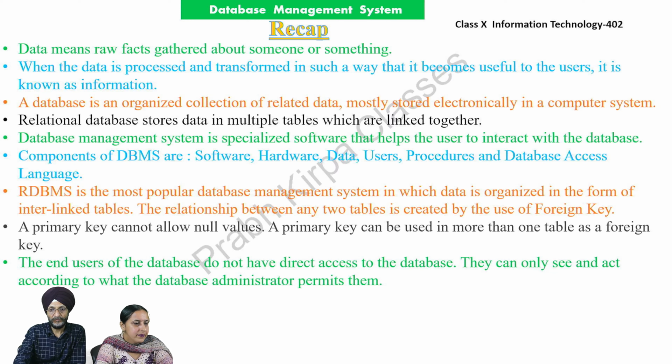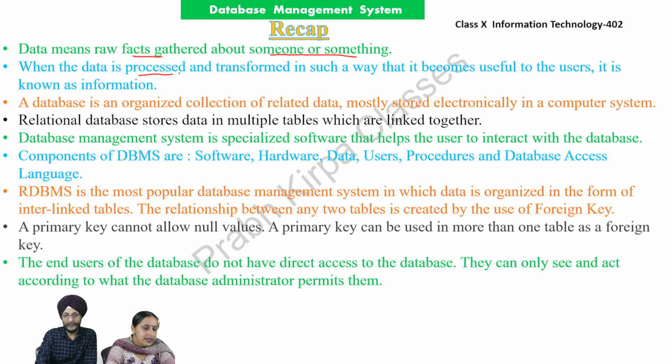Recap. Data means raw facts gathered about someone or something. When the data is processed and transformed in such a way that it becomes useful to the users, it is known as information. A database is an organized collection of related data, mostly stored electronically in a computer system. A relational database stores data in multiple tables which are linked together.